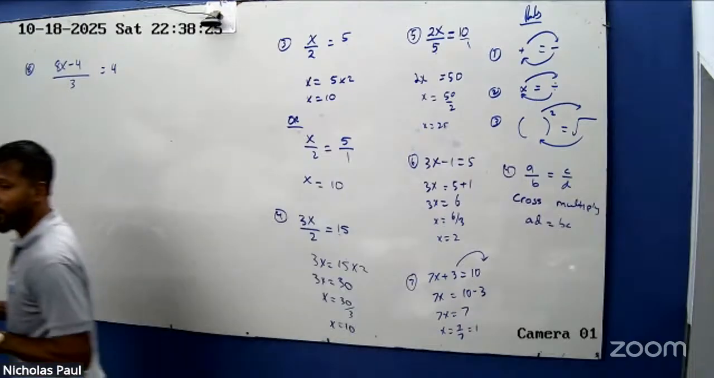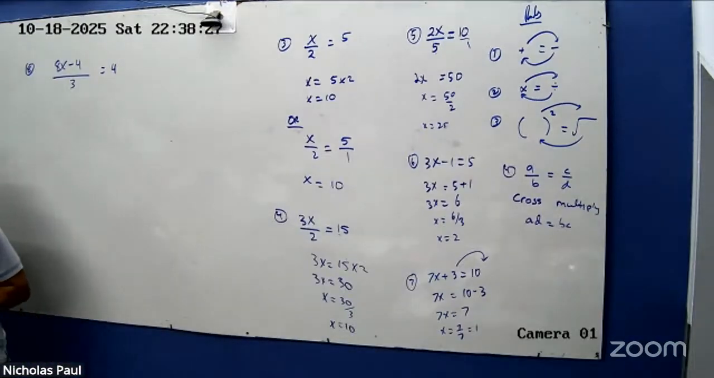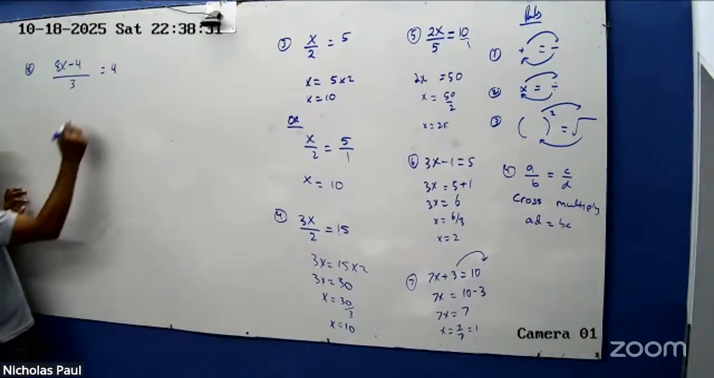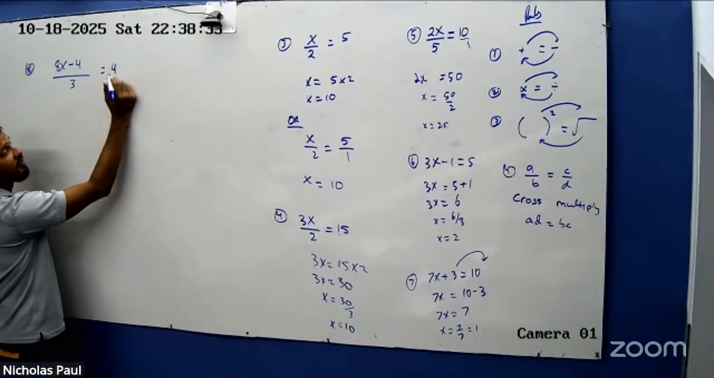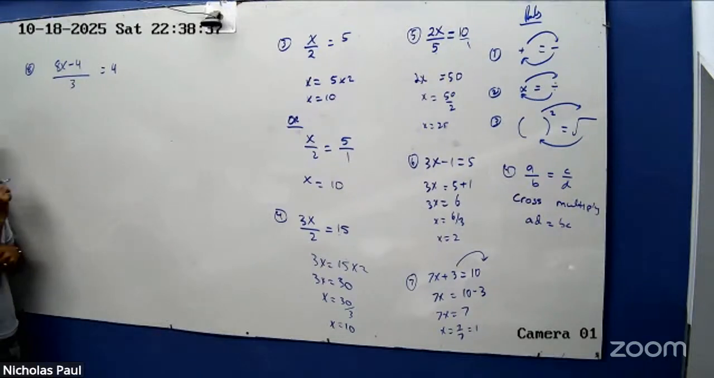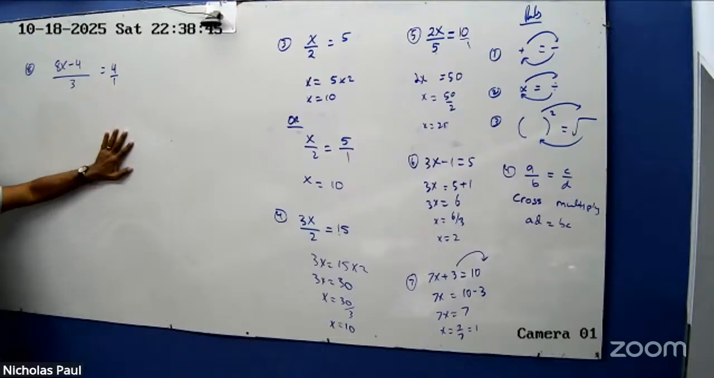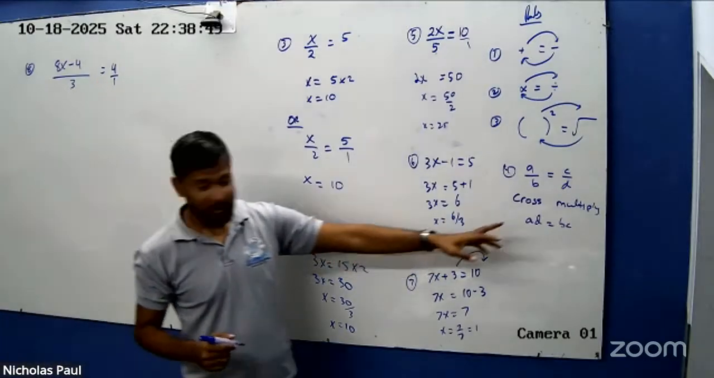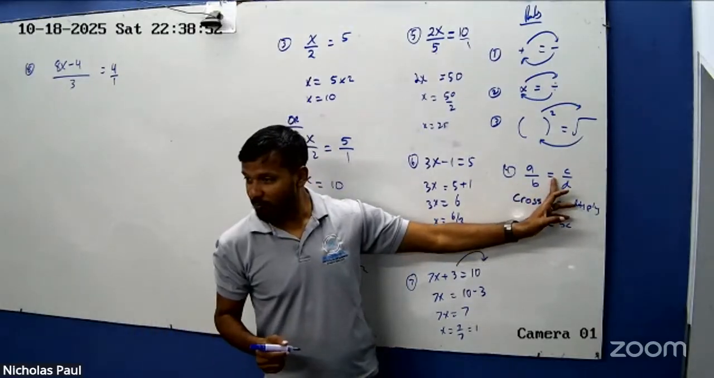Right, let's pick on Kyle. Kyle, what are you going to do first? What are you going to do first, Kyle? I can give you a help there. Two fractions with an equal sign. What do you do? Watch. Two fractions with an equal sign. What do you do?